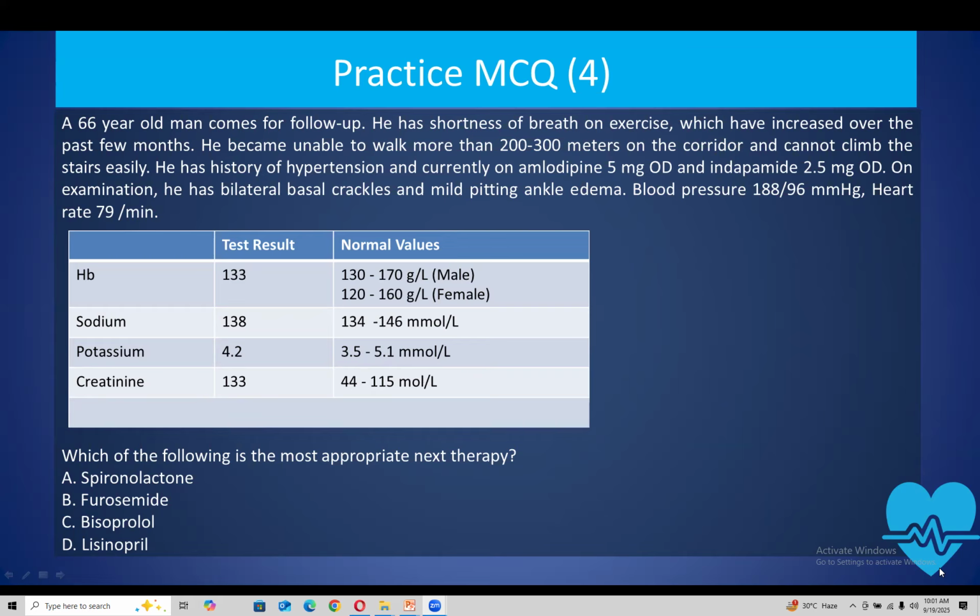On examination, he has bilateral basal crackles and mild pitting ankle edema. Blood pressure is 188 by 96, heart rate 79 per minute. Hemoglobin 133, sodium 138, potassium 4.2, and creatinine is 133. Which of the following is the most appropriate next therapy? Spironolactone, furosemide, bisoprolol, or lisinopril?